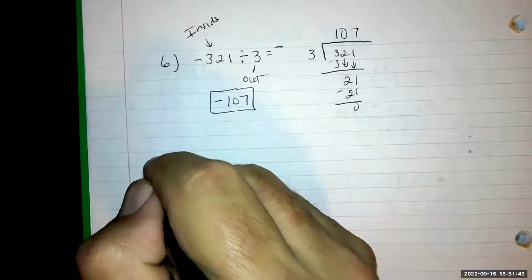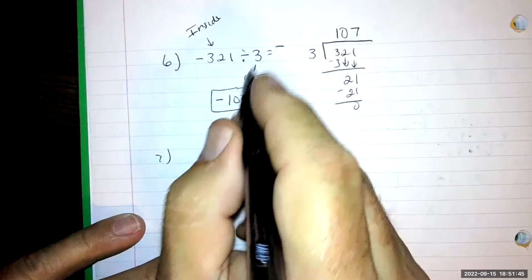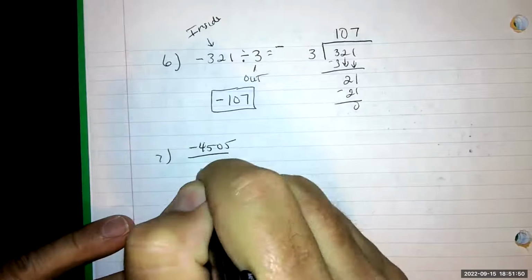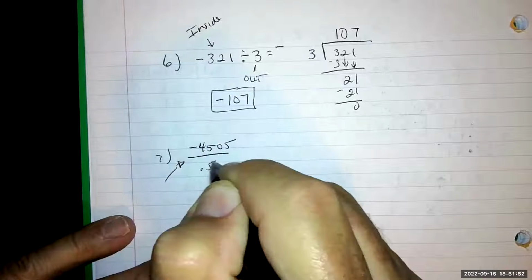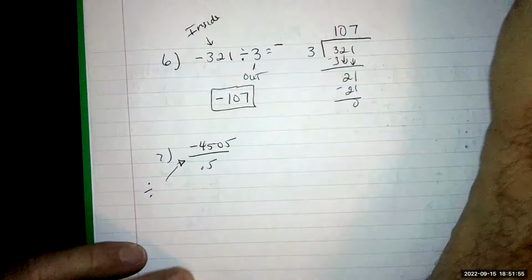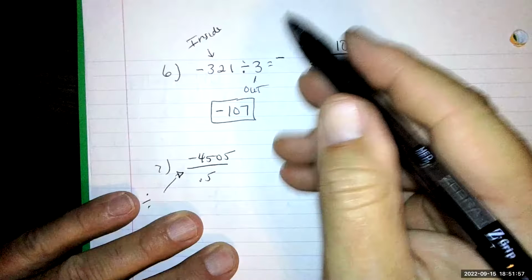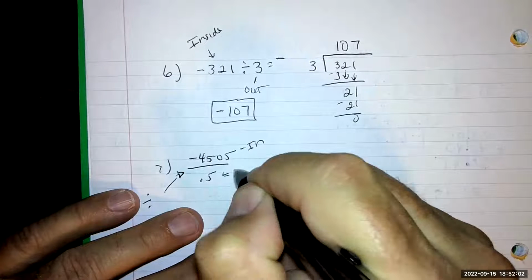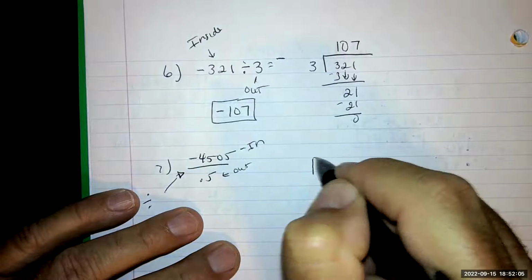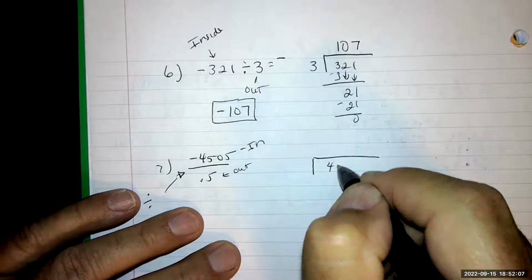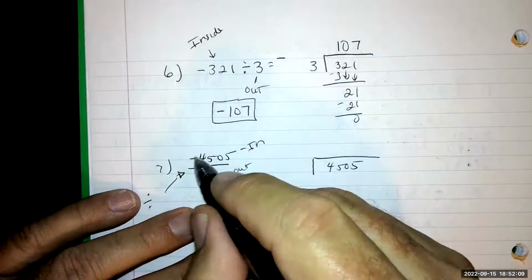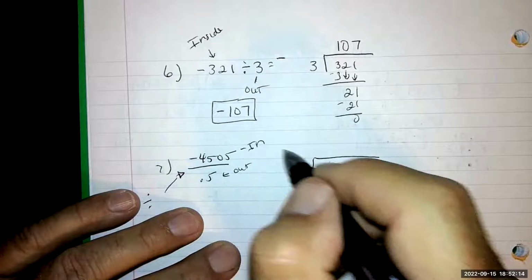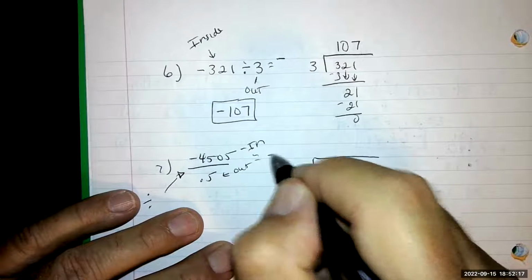Number 7. All right, number 7 is another division one. How do I know? Because we know that bar right there means divide. Fraction means divide. So again, just like this one goes inside the box, this one goes outside the box. So here's my box. The inside is 4505. Remember, I don't really worry about my signs. It looks like I have one negative. So because I have one negative, I already know my answer is a negative.